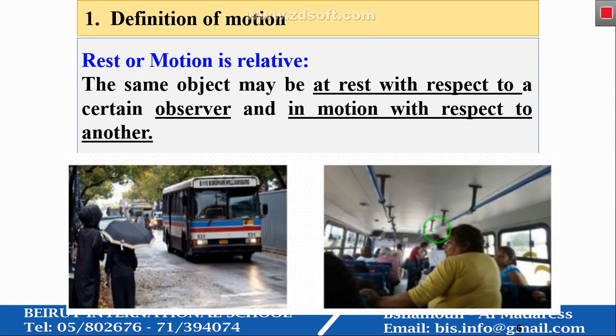Rest or motion is relative, which means that the same object may be at rest with respect to a certain observer and in motion with respect to another. For an example, the trees outside the bus are in motion with respect to the passengers inside the bus, while they are at rest with respect to the passengers outside the bus, which means that the same body may be at rest or in motion depending on the observer.